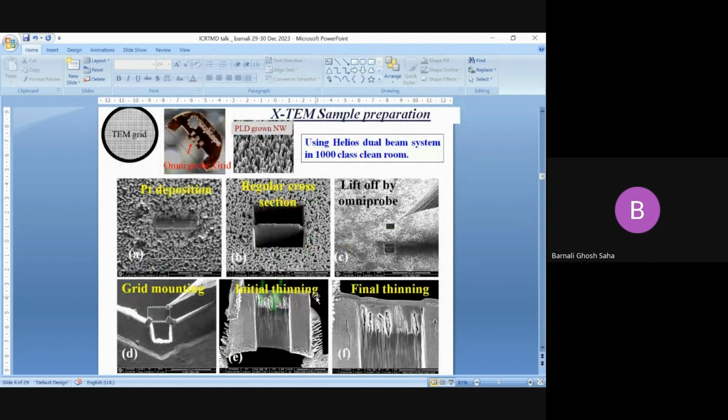This is the cross-sectional sample preparation. There are several steps. The vertically aligned nanowire: first we do platinum deposition, then take the cross-section cutting, and then do lift off by OmniProbe. After taking this piece, we mount it on the OmniProbe grid. This is a general grid we use for the TEM study, but this is the OmniProbe grid. Here you have to mount the sample and see the cross-section and do the study. These are the different steps of it.